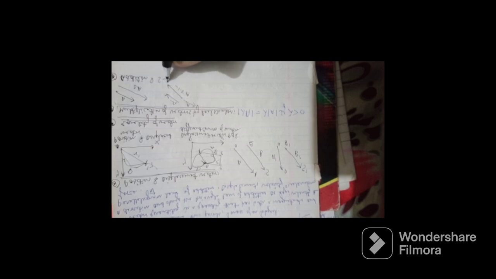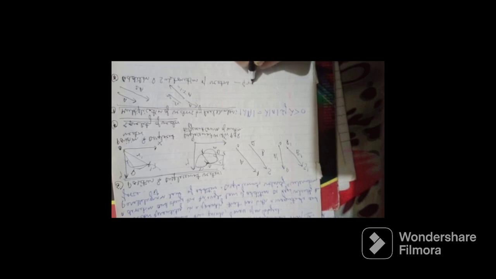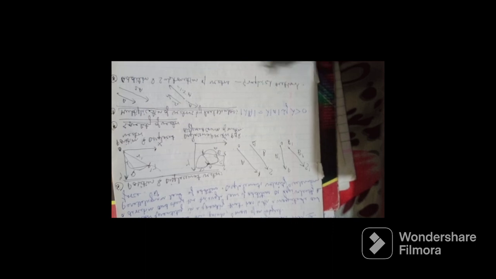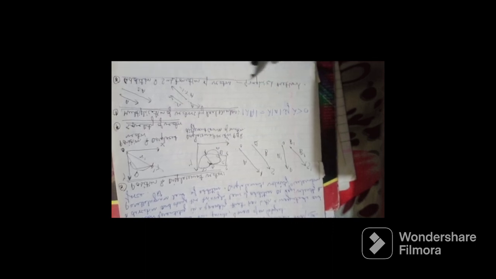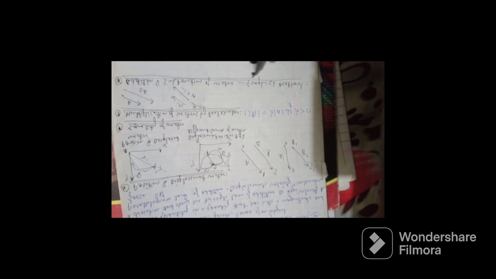Addition and subtraction of vectors is a graphical method. As discussed in the last class, by definition vectors obey the triangle law of addition, and I also told you about the parallelogram law of addition.